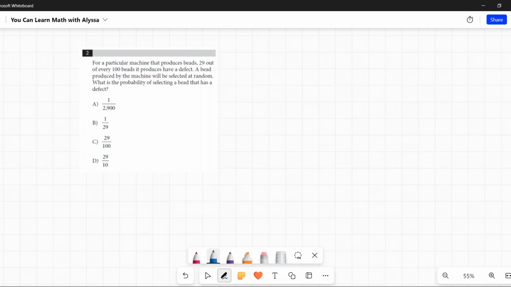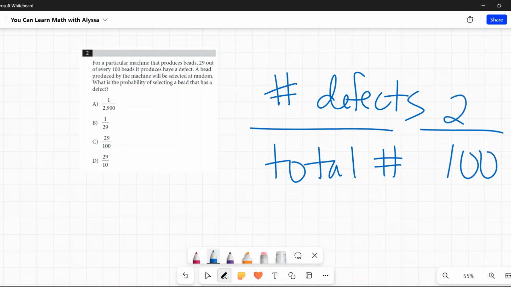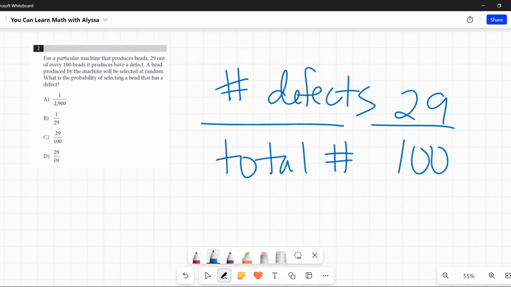So for the probability of selecting a bead that has a defect, you're going to want to put the number of beads that have defects on top, out of the total number of beads on the bottom. And we don't have to know how many beads in total have been produced by this machine. We just know out of every 100 total beads, 29 of them have a defect. So the probability or odds of selecting a bead that has a defect is 29 out of 100. So C is my answer.